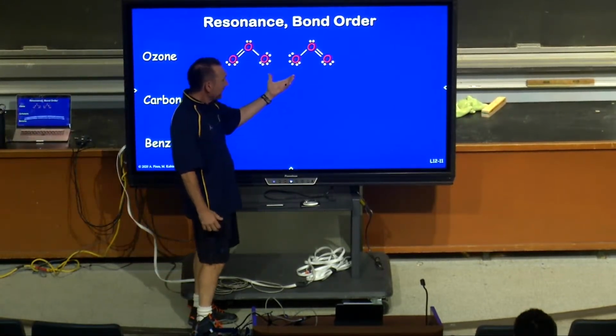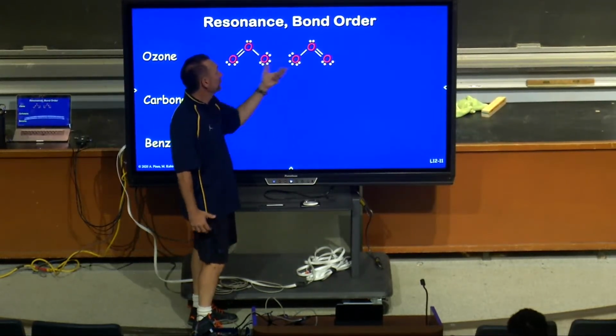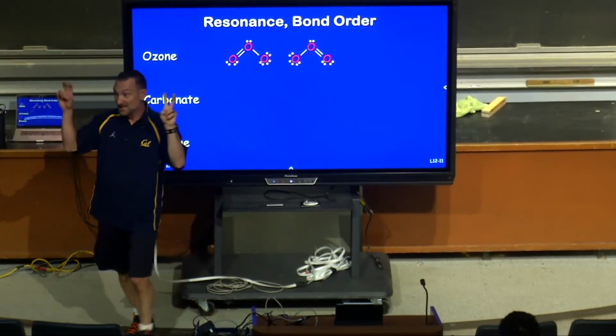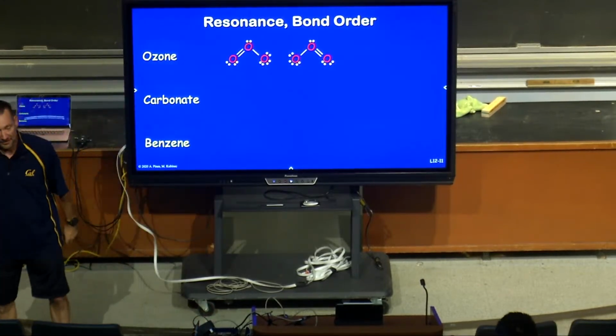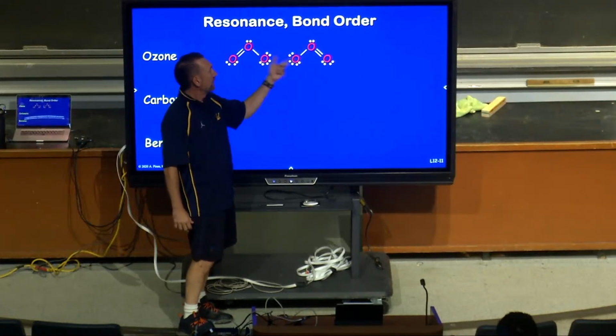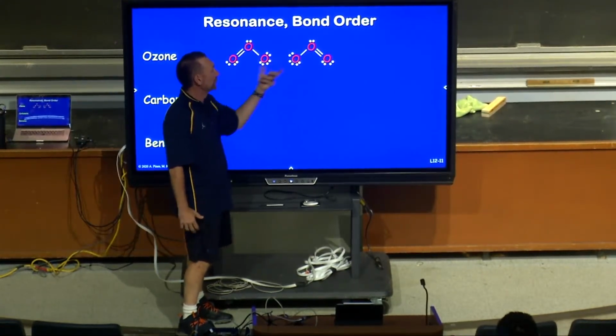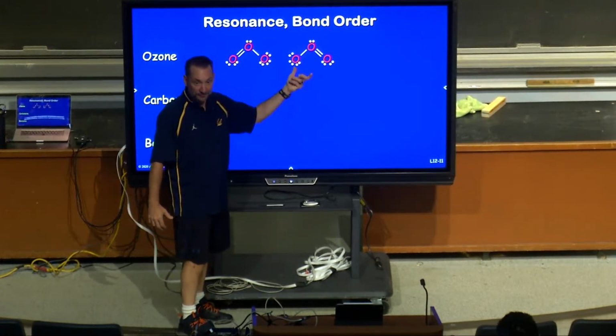So the idea is that these two structures resonate back and forth. There's a resonance between them. That's not really what happens, but that's where the word comes from. The real structure is some mixture of these two.